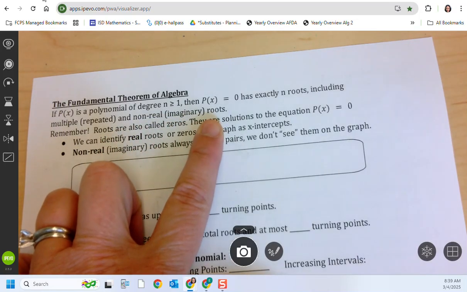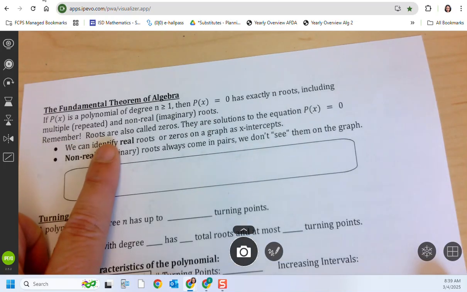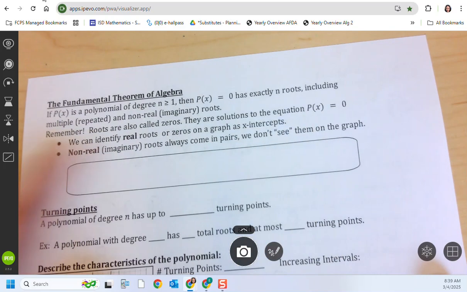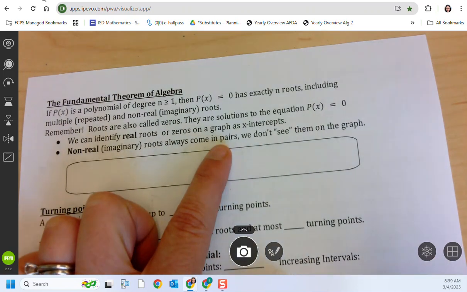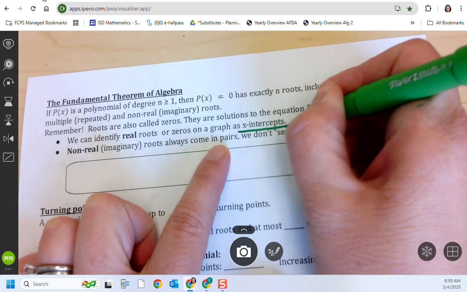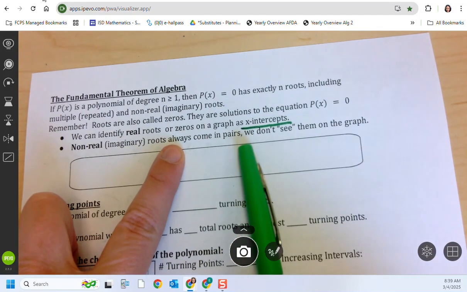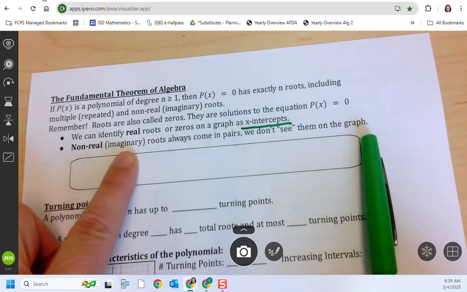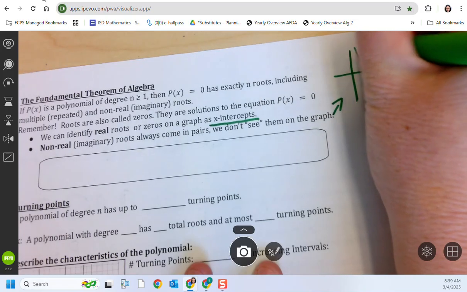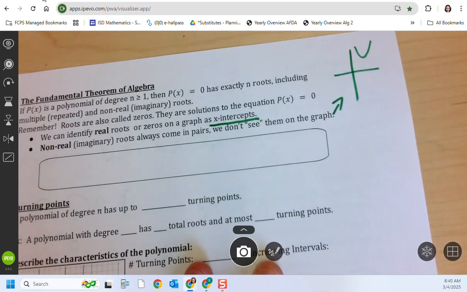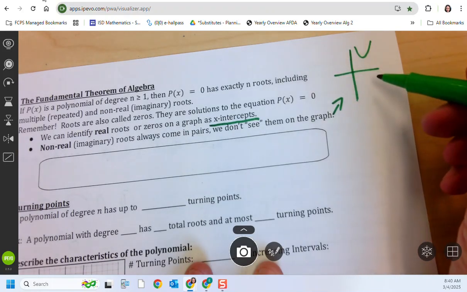So remember, like the quadratic, when we solved it, sometimes the roots were imaginary, but we had 2 imaginary roots. Remember, roots are also called zeros. They are the solutions to the equation p of x equals 0. We can identify real roots or zeros on the graph as x-intercepts. So where they cross the x-axis, those are the roots, the zeros, the solutions. Non-real, imaginary roots always come in pairs, and we don't see them on the graph. So if you had, for example, a quadratic that did not cross the x-axis, then the 2 roots are imaginary because you can't see where they cross.